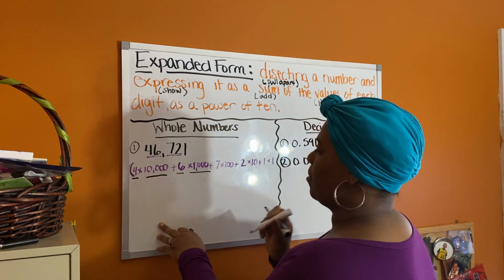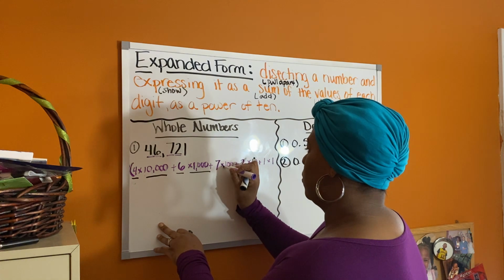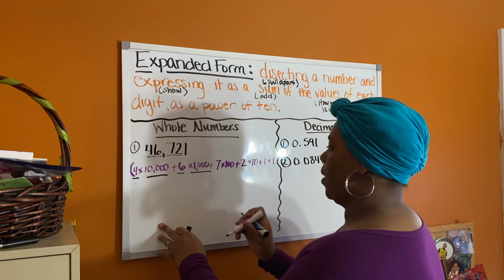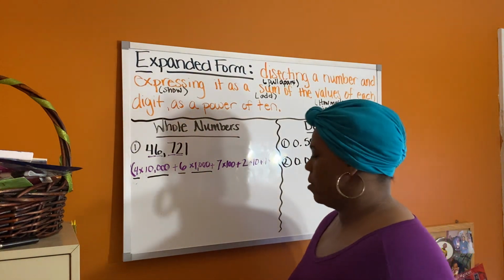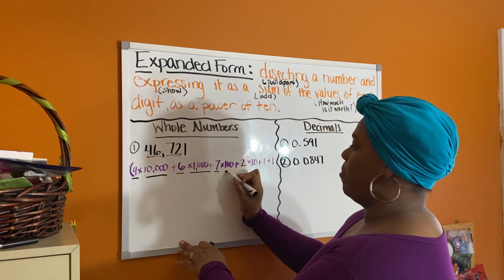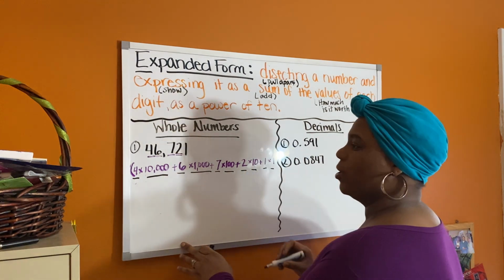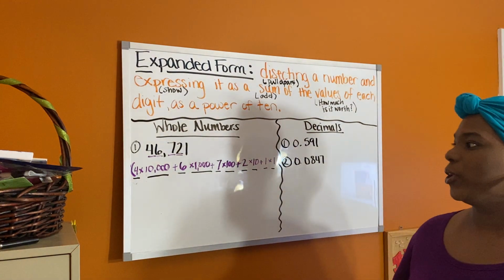Second number, second place value. I'm just trying to go over this so you can see it. There we are. Third number, place value. Fourth number, place value. Fifth number, place value.